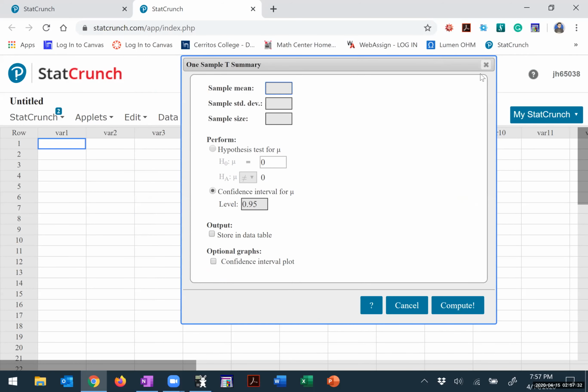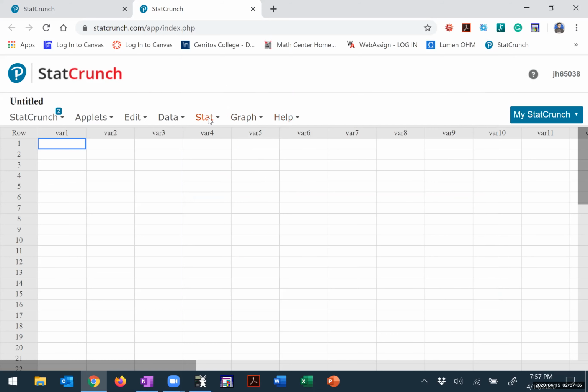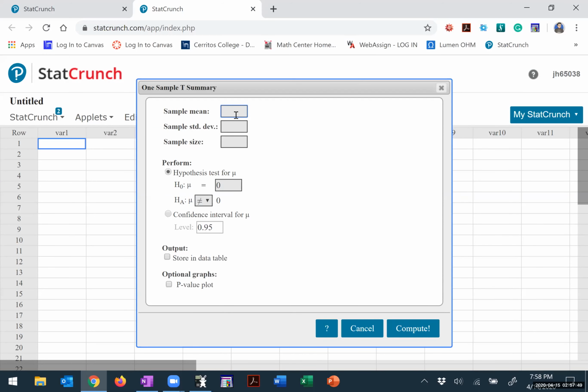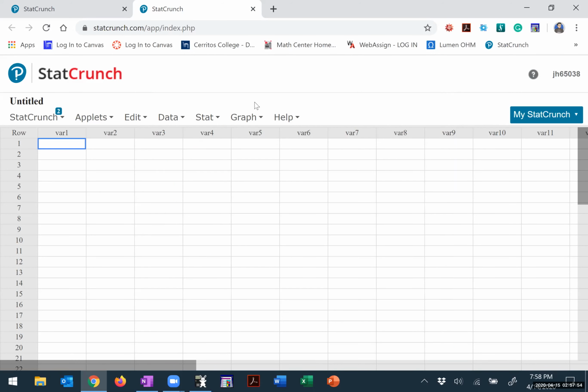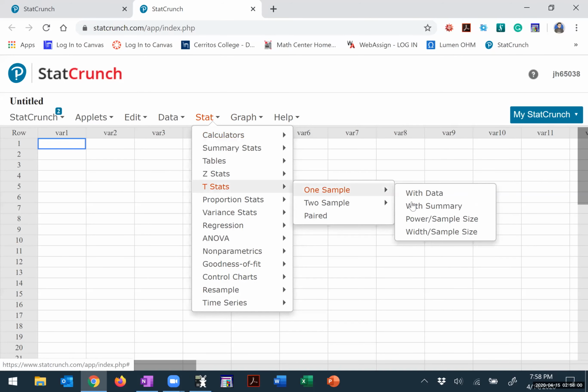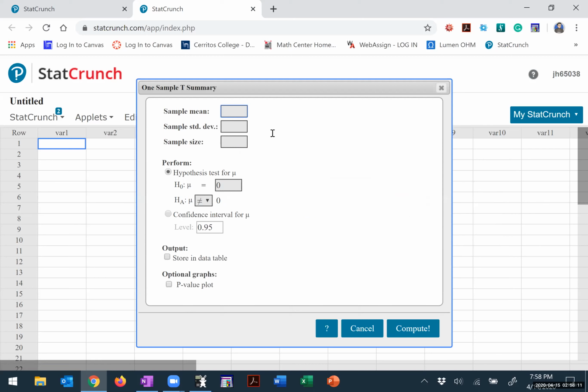So let me go back. Okay. So it was t-stats, one sample. Okay, and with summary, because we don't want data. We want summary data. And it'll say, okay, what's your sample mean? Can you go back real quick so I can take a picture of that? Sure. So t-stats, one sample, with summary. Thank you.